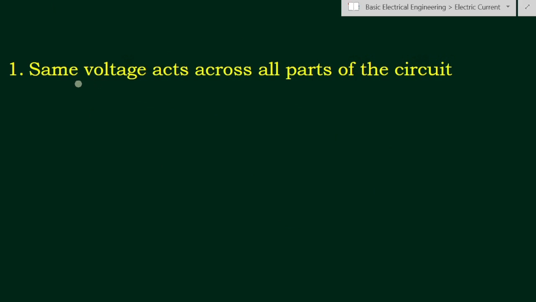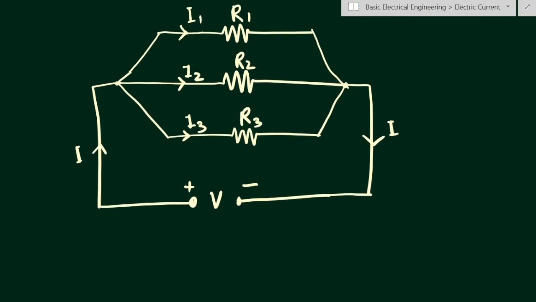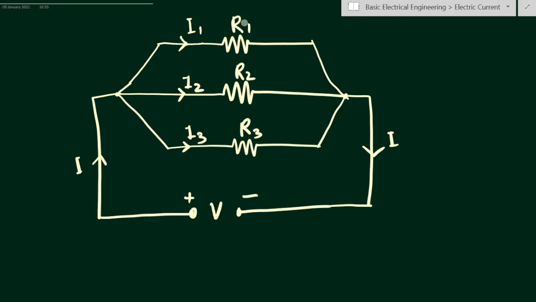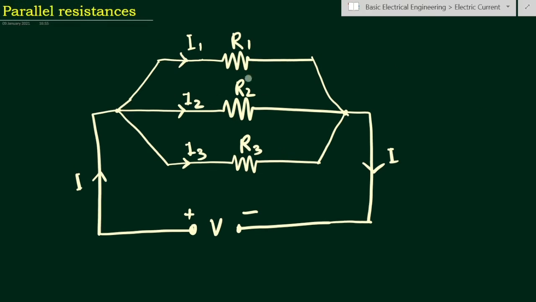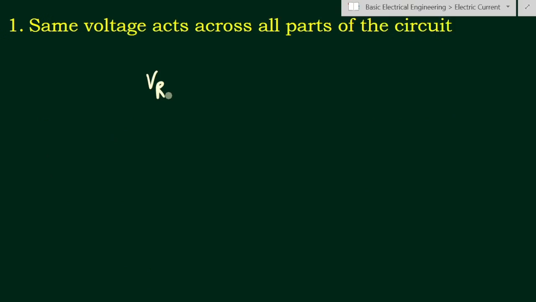So the first characteristic is that the same voltage acts across all parts of the circuit. That means we have the voltages across these resistors, suppose VR1, VR2, VR3. These are the three voltages across these three resistors. So these voltages will be exactly similar. What we can write is, if VR1 is the voltage across resistor 1, this will be equal to VR2 is equal to VR3. This is the first property.